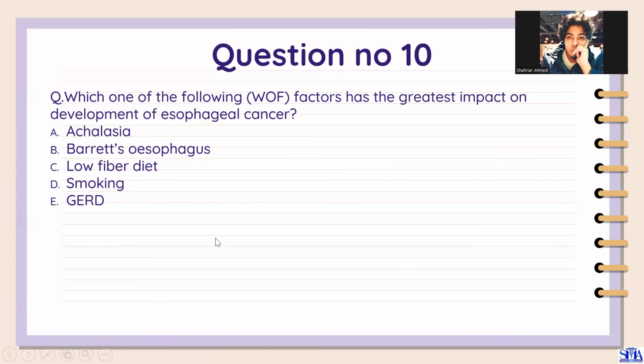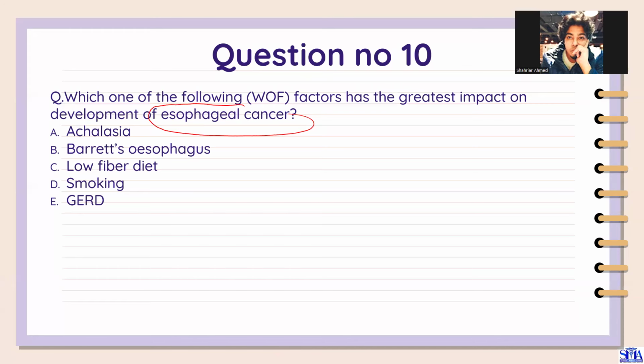Moving forward to the next one. Always remember, for important diseases, the risk factors are important. Which of the following has the greatest impact on development of esophageal cancer? Interesting question. All of them can be, frankly, risk factors, but one of them is more.